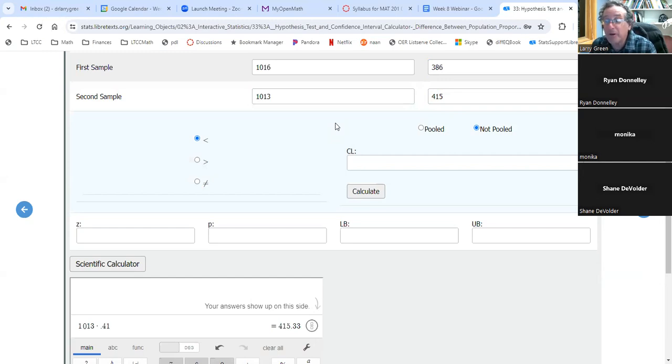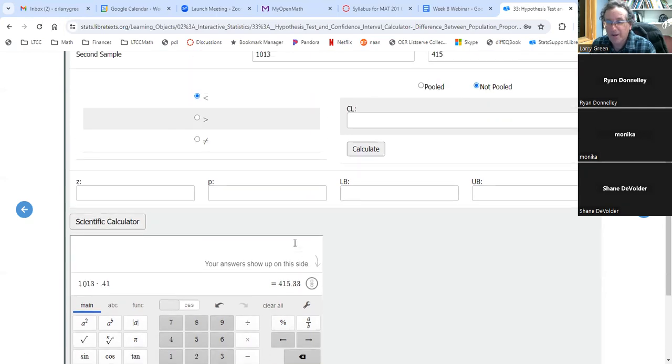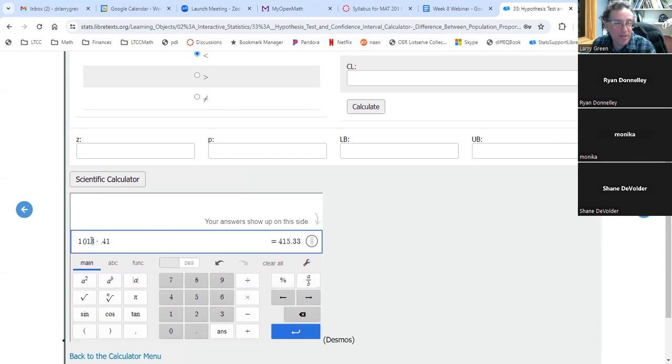Well, I just rounded it to the nearest whole number. I use the rules of rounding. So 415.33, 3 is less than 5, so that means you keep it 415. Right here, 415.33. The other one, let's double check. Maybe I made a mistake, but I don't think so. Let's see. 1016 times 0.38 is 386.08. It's 0.08. Do you see? And zero is definitely less than five. So that's what happened with the other one.